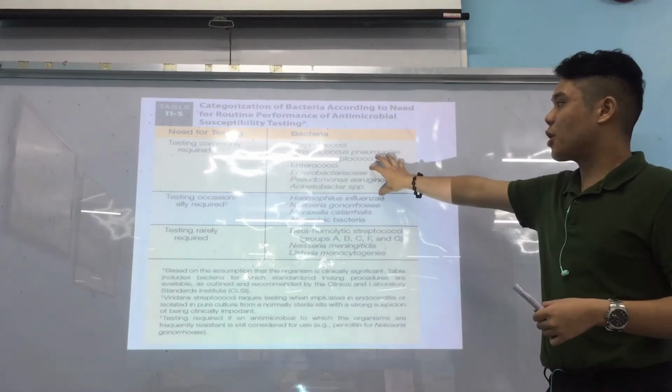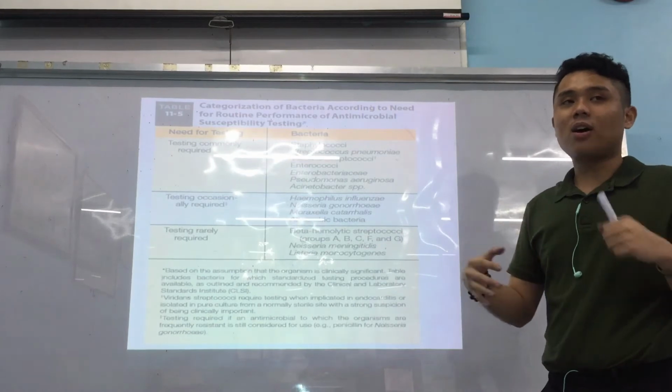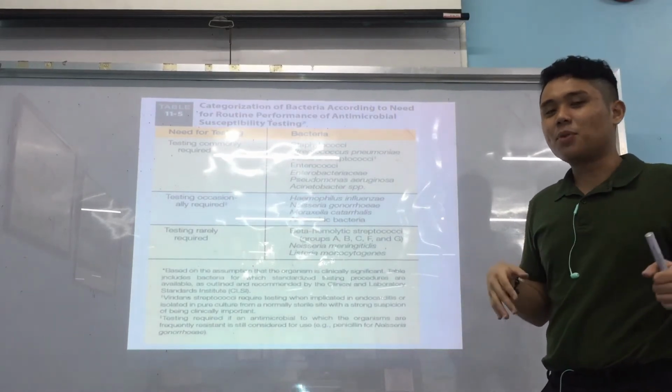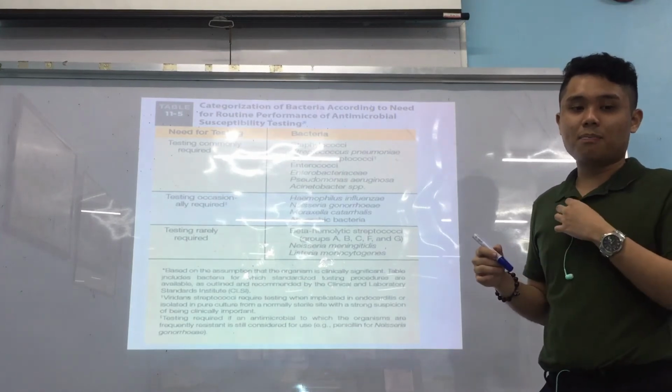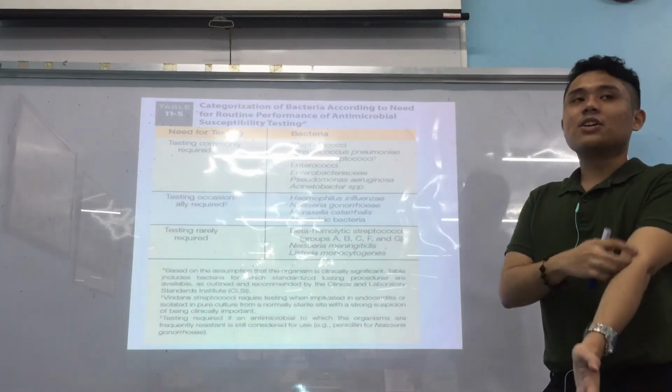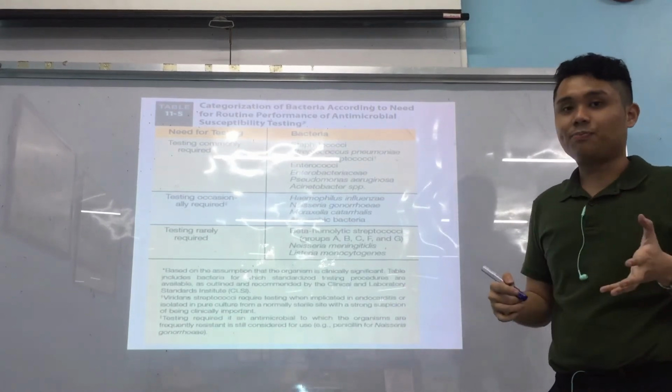Whereas the commonly required ones are staph, strep, Enterobacteriaceae, and Pseudomonas. These are organisms with unpredictable AST results because some of them are prone to developing resistance. So if you encounter them in the lab, you test them right away.